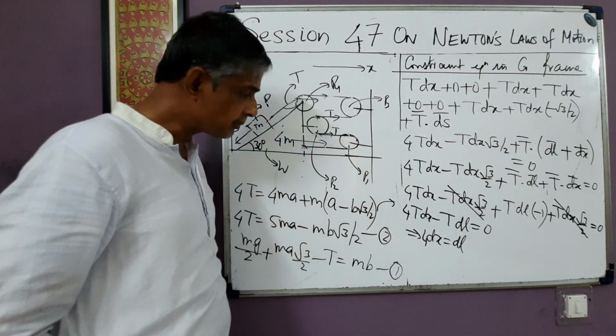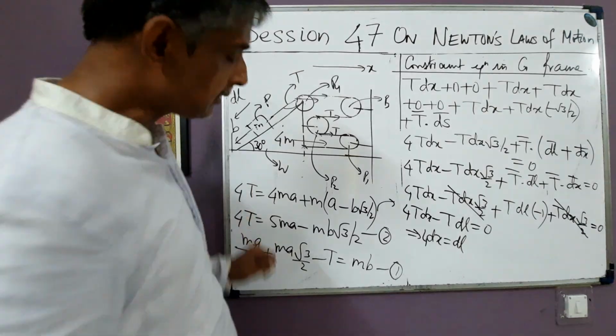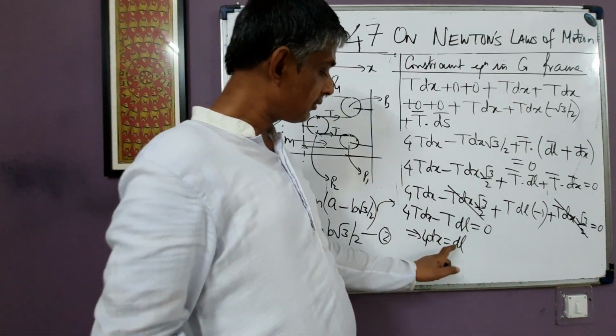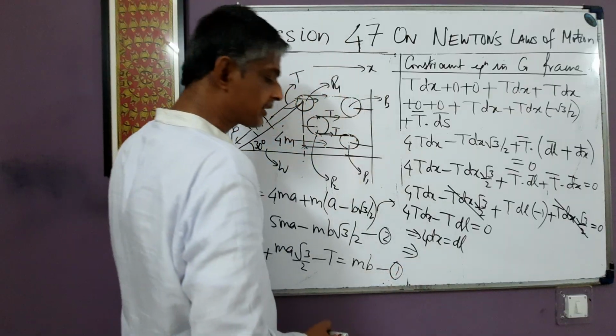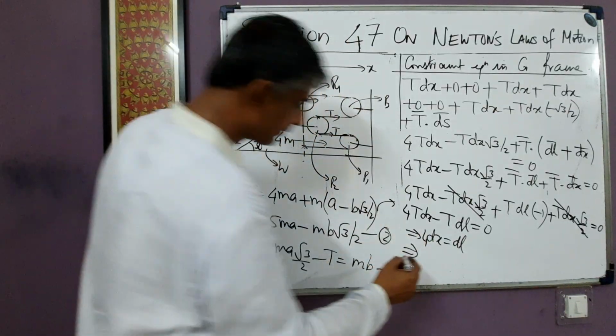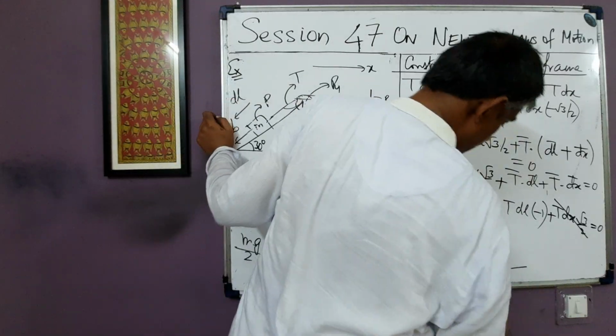But we have to find the relationship between accelerations. Now in this problem there are no variable angles. So the constraint relation for acceleration is the same as that of displacement. So the corresponding constraint relation for acceleration will be: replace dx by a, 4a, and replace dl by b. This is constraint equation C.